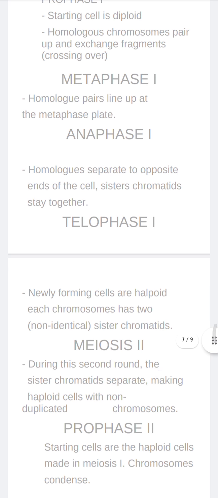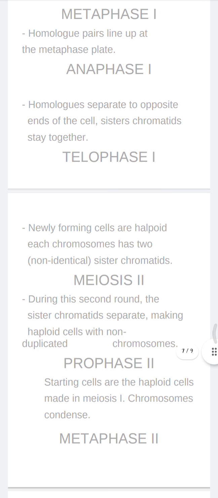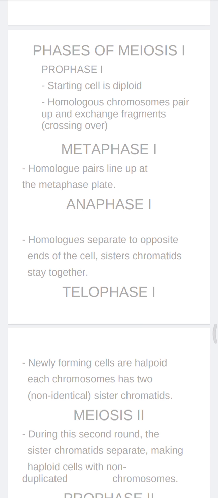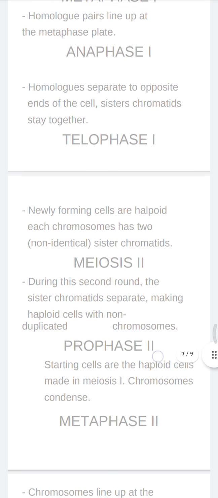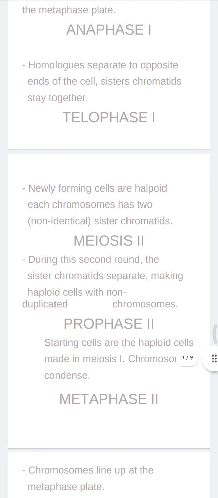The third one is anaphase 1. Homologs separate to the opposite ends of the cell, while sister chromatids stay together. And the last phase of meiosis 1 is telophase 1. The newly forming cells are haploid. Each chromosome has two non-identical sister chromatids.